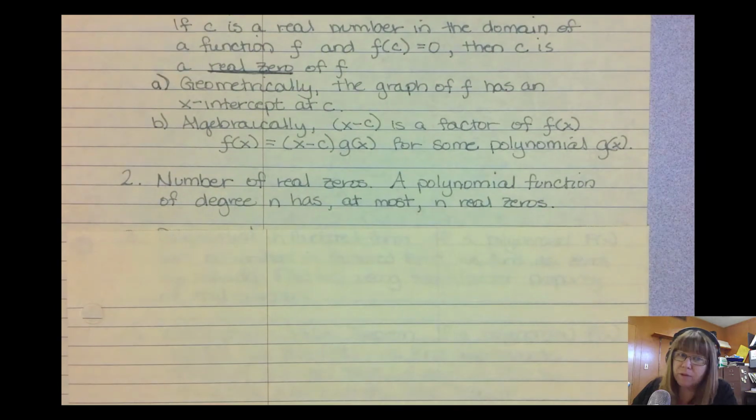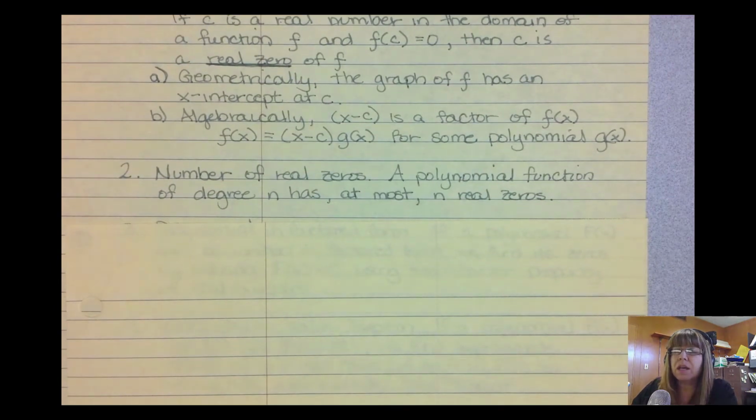Now, the number of real zeros: if a polynomial has degree n, it has at most n real zeros. At most, not all of them have to be real zeros, but there will be at most n. So if you had a polynomial of degree 3, it's going to have at most 3 real zeros. Why is this useful? Because generally we're searching for the zeros of the function, and if our polynomial is degree 3, once we've found 3 of them, we can stop, because at most it's going to have 3.